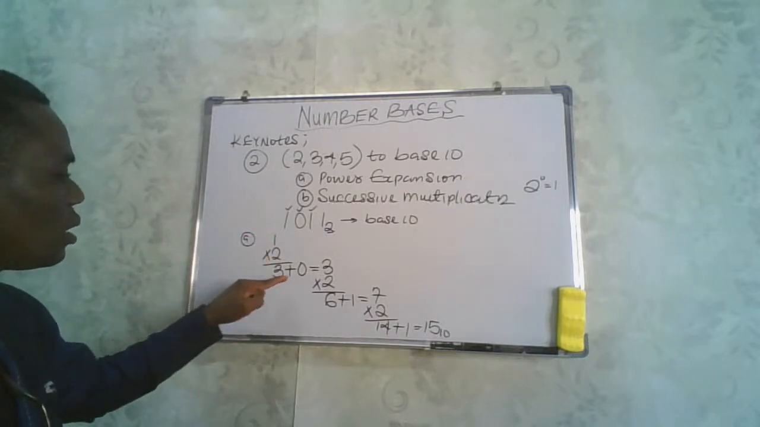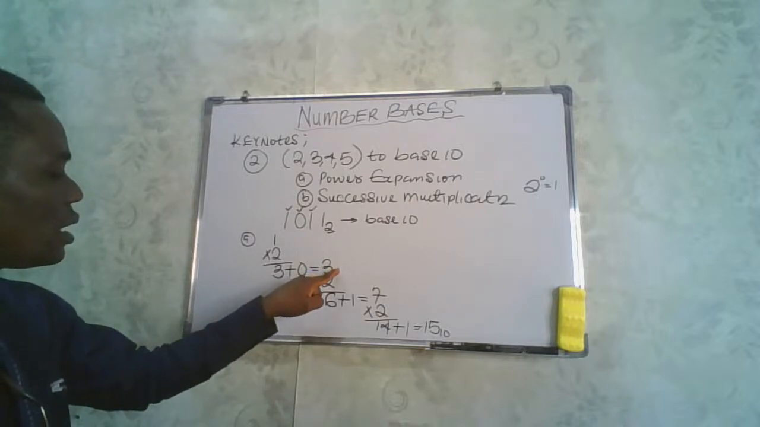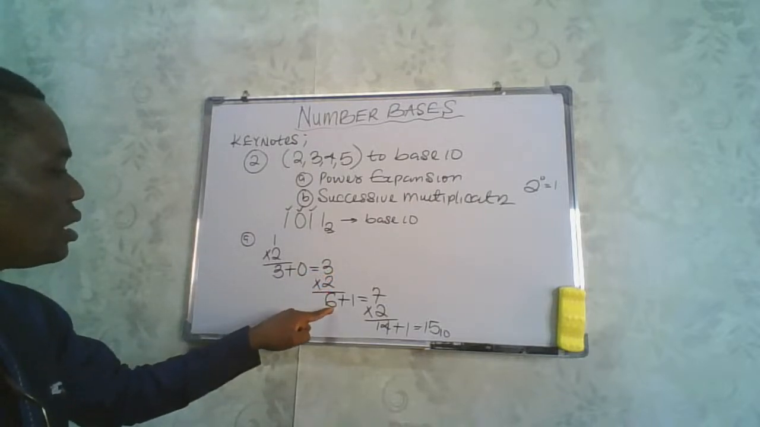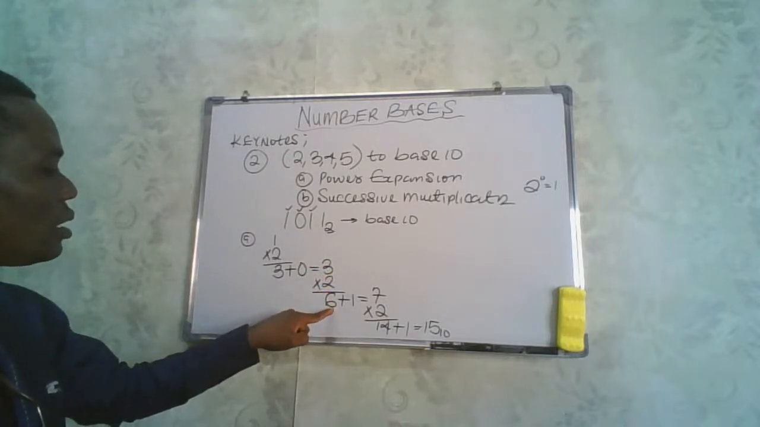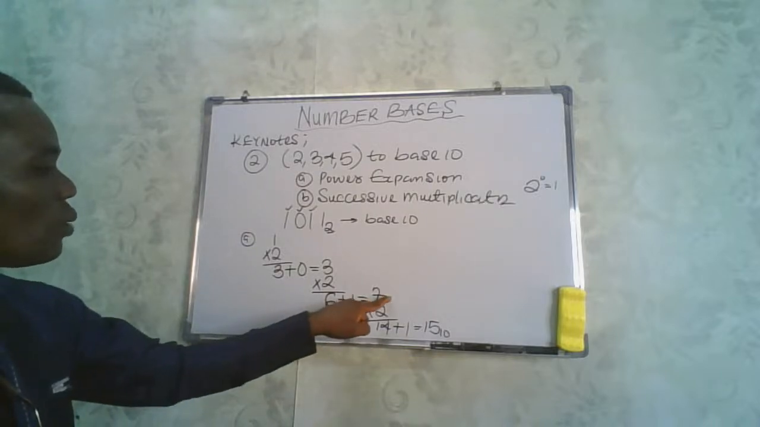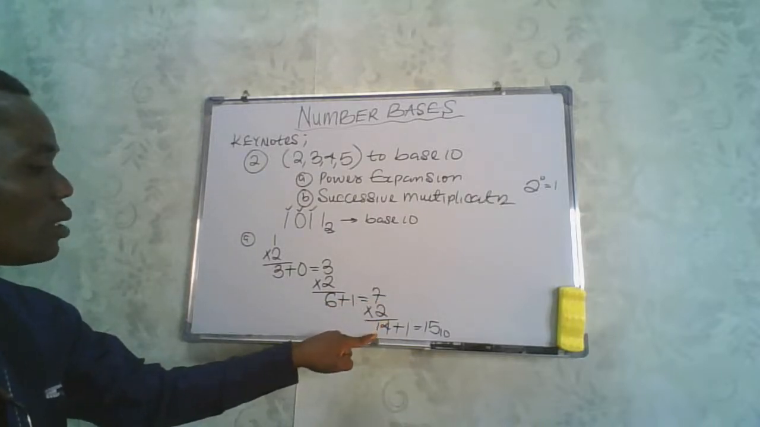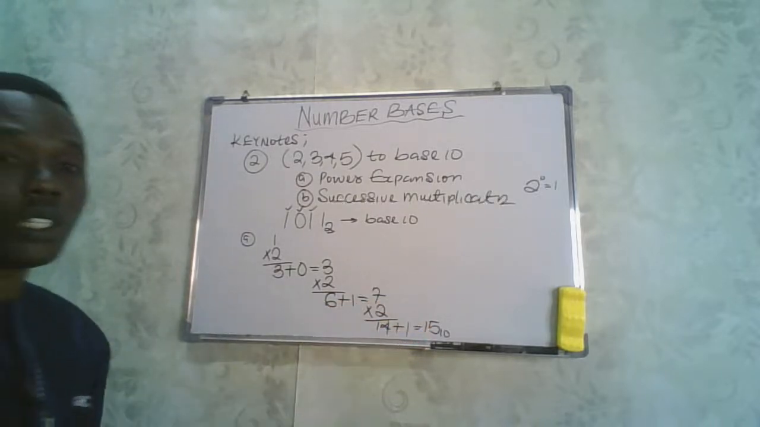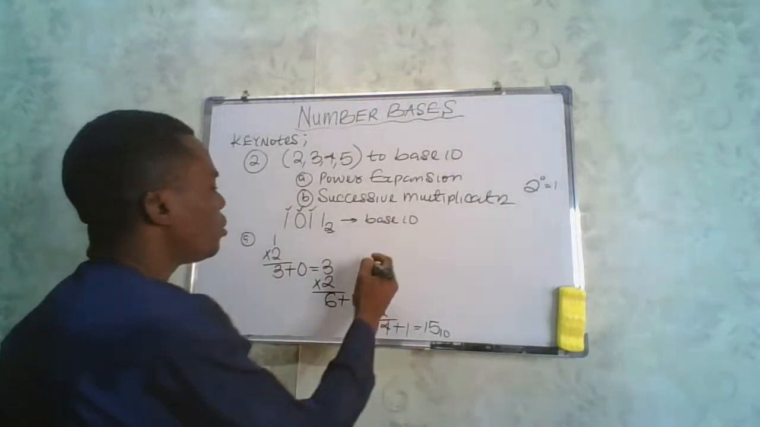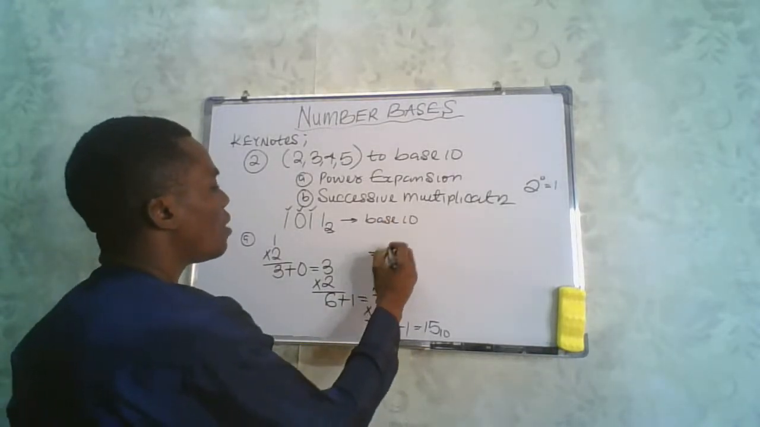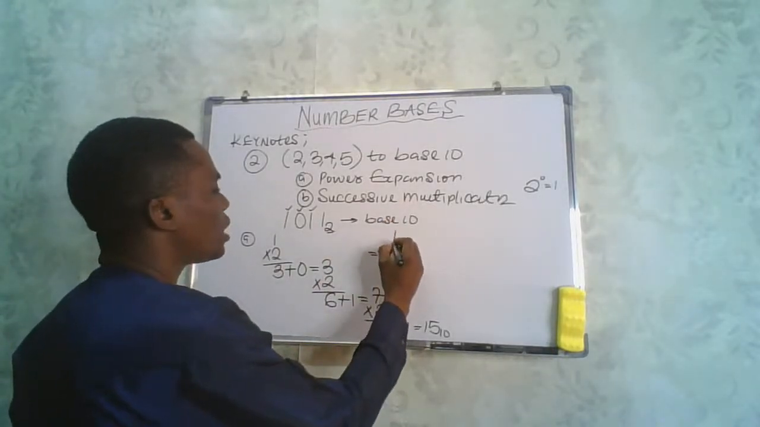1 times 2 is 2 plus 1, that is 3. 3 times 2 is 6 plus 1, that will give us 7. 7 times 2 will give us 14. 14 plus 1 is what? 15. Now let's look at the other method. We didn't get the first method right.